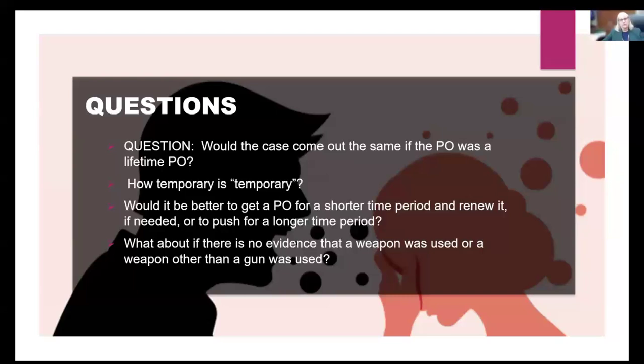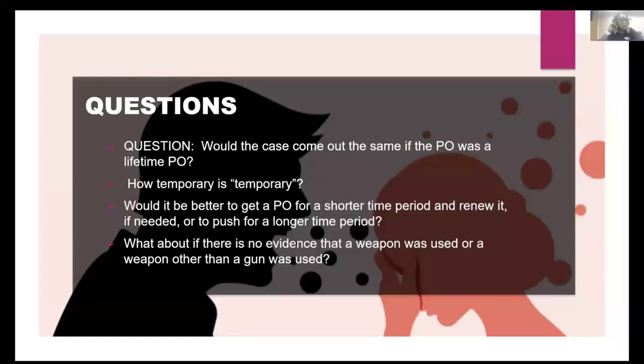One of the arguments, even for how temporary is temporary, is that protective orders can be modified and temporary orders can be vacated. Does that make even a lifetime protective order potentially temporary? We don't know the answer to that, but it is probably at some point going to come up. So a thought is, would it be better to get your protective order for a shorter time period and renew it if you need it, or to push for a longer time period?